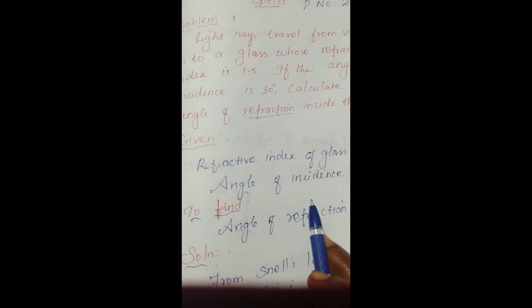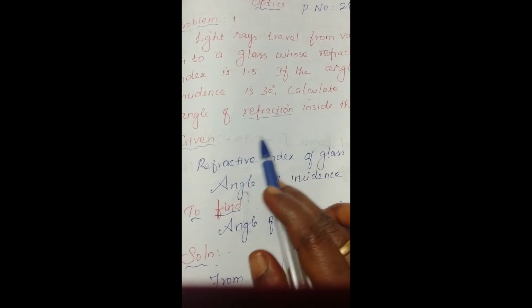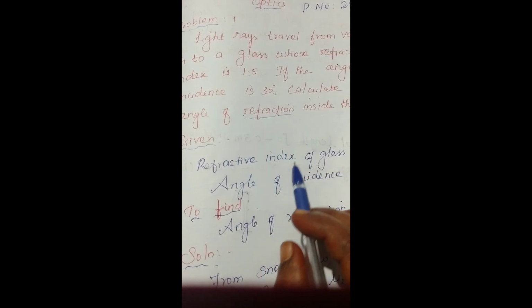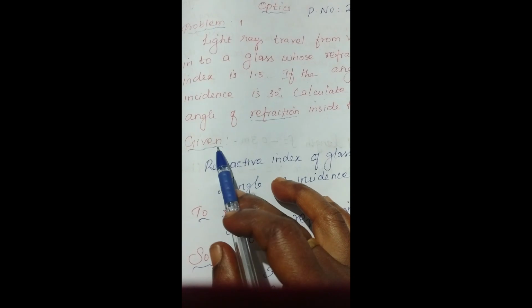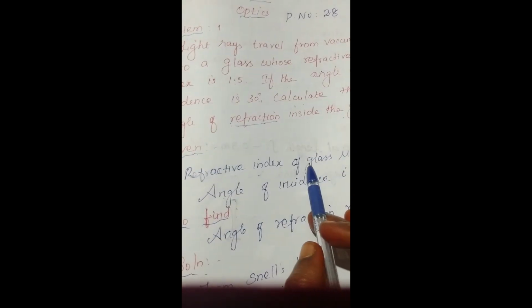See students, you have to write this answer in a classwork note. Okay. So take a classwork note and write down this problem and you have to write these answers. First you have to write given. What is given here? Refractive index of glass mu is equal to 1.5. So here mu means this refractive index of the second medium. Okay. So mu 2 we have to take.